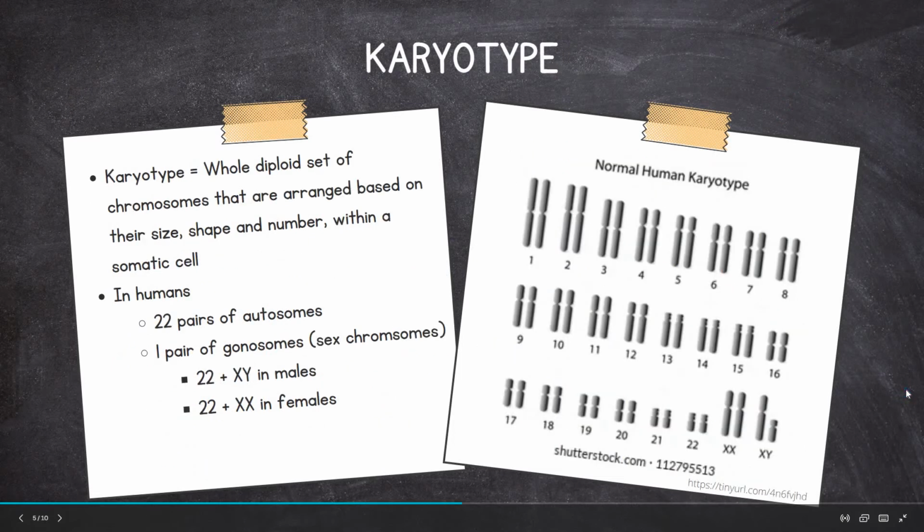So what is a karyotype? A karyotype is basically just an image with the whole diploid set of chromosomes that are arranged based on their size, shape and number within a somatic cell. Okay, so it's the chromosome content of a somatic cell and the whole diploid set of chromosomes are then arranged based on their size, shape and number. Okay. So you will see that this is a human cell's karyotype.